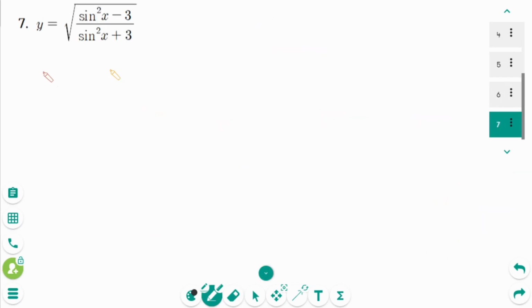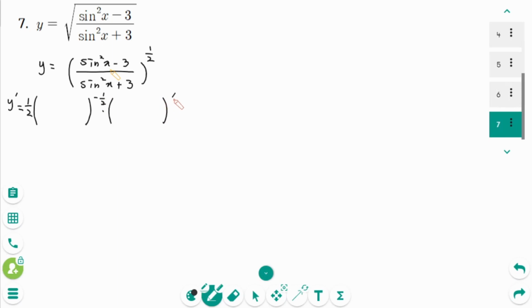Number 7, we can rewrite as y equals sine squared x minus 3 over sine squared x plus 3 to the power of 1 over 2. Just think of it, u equals the inner function. Y prime equals 1 over 2 times u to the power of minus 1 over 2 times u prime. Then keep the inner function.